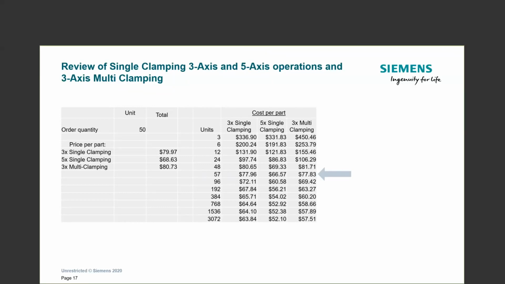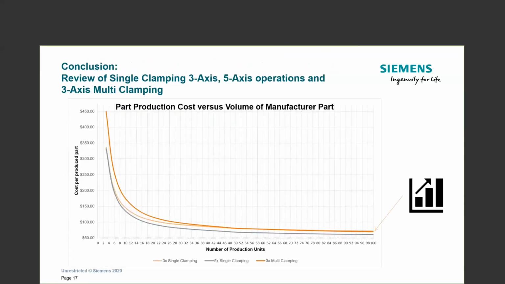Let's put it this way. I didn't stop with the numbers there because I did want to see what happens if we keep pushing this out and keep pushing it out. So here's a graph that I think does a really nice job of explaining it. The blue line here represents the 5-axis single clamping scenario. The orange line is a 3-axis single clamping scenario, and the darker orange is a 3-axis multi-clamping. We have our number of production units on the x-axis, and on our y-axis we have the cost per produced part. So hence this curve here. As the quantity volume increases, our cost per part drops, right?